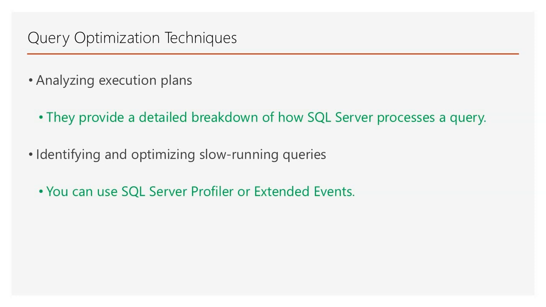Identifying slow-running queries is another key aspect of query optimization. You can use tools like SQL Server Profiler or extended events to monitor query performance and pinpoint the queries that are consuming the most resources. Once identified, these queries can be optimized by rewriting them, adding appropriate indexes, or adjusting the database schema.